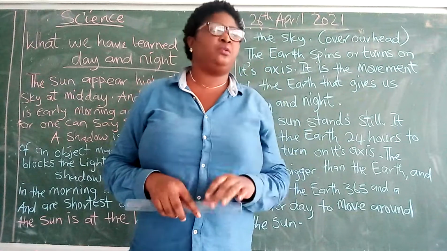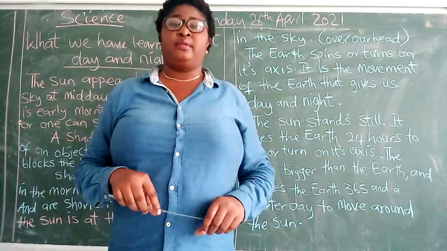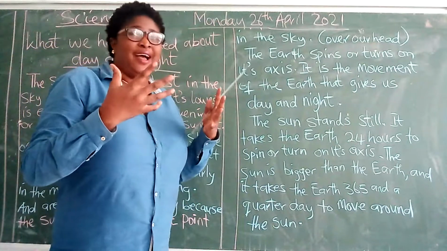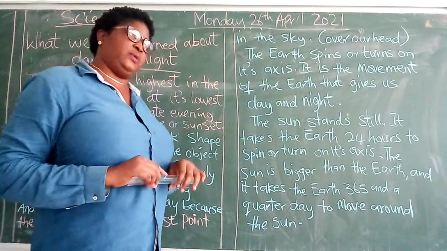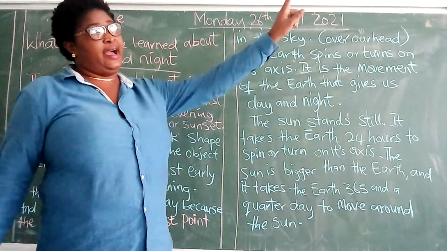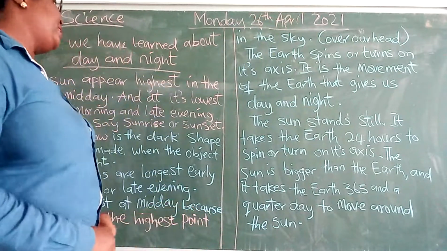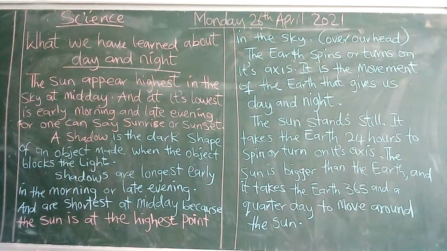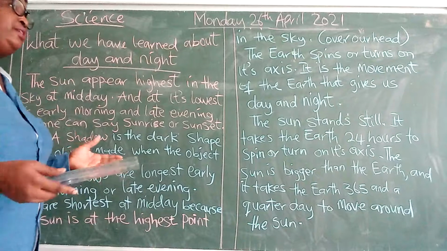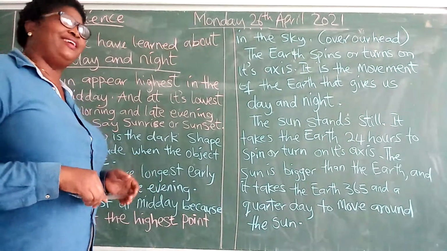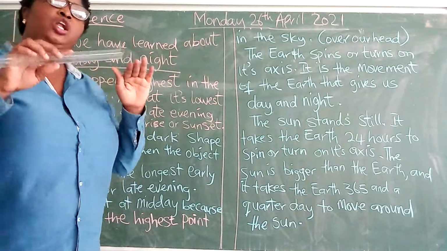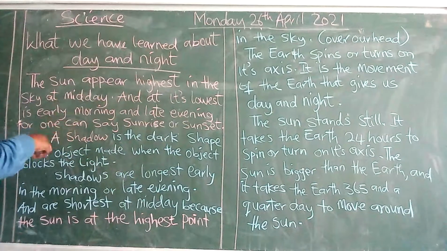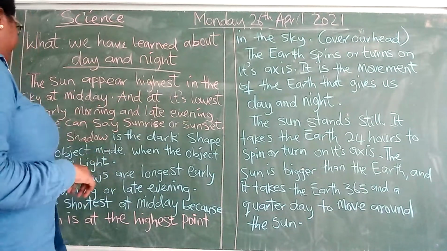We talked about the sun, that it appears at its highest peak at midday. Midday is when the sun appears to be high up there in the sky at its highest point. And at its lowest, the lowest is early in the morning and late in the evening. What did teacher say? I say it appears at its lowest early in the morning or late in the evening.